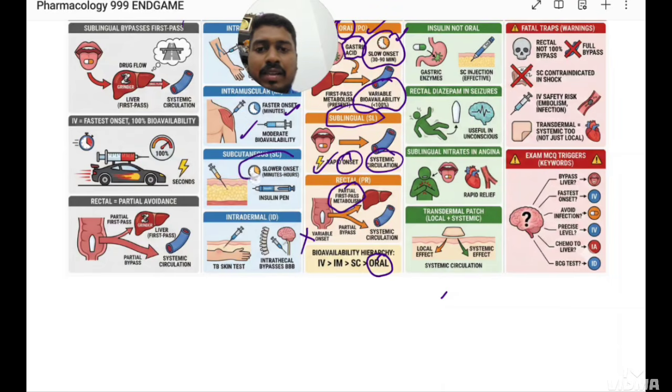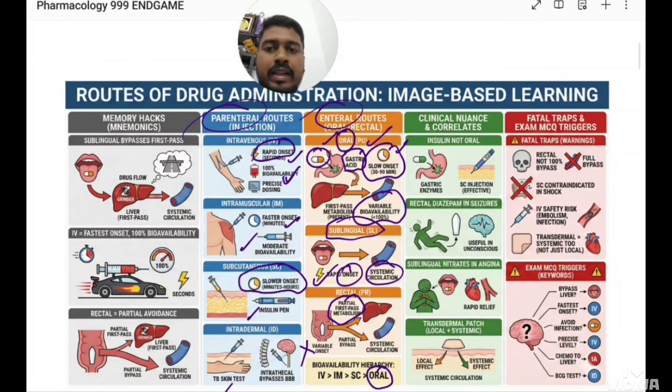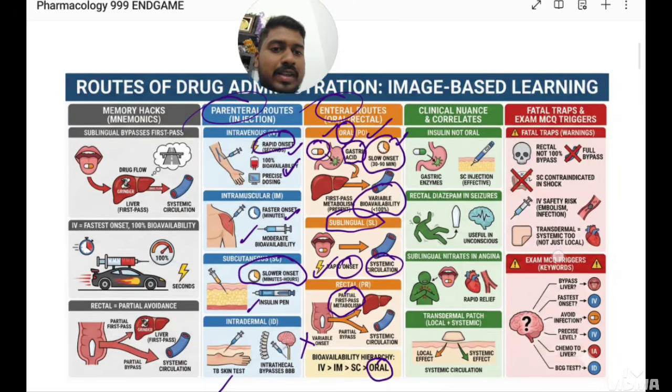And third is subcutaneous, where onset is very slow. An example is insulin, the subcutaneous insulin that we give. And fourth is intradermal, for example the BCG skin test which we give. All these are intradermal. All these are parenteral routes of administration.